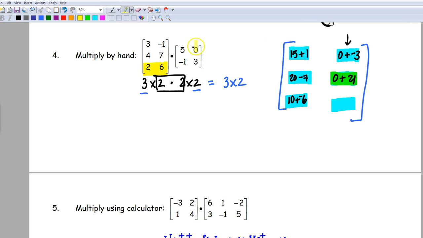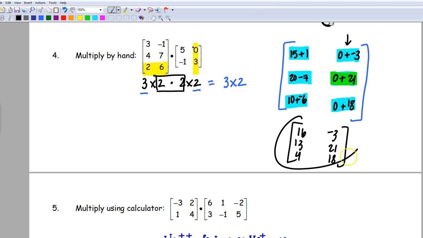Finally, third row, second column. 2 times 0 is 0, plus 6 times 3 is 18. Okay, and so then we just add everything up. And this is your final answer.